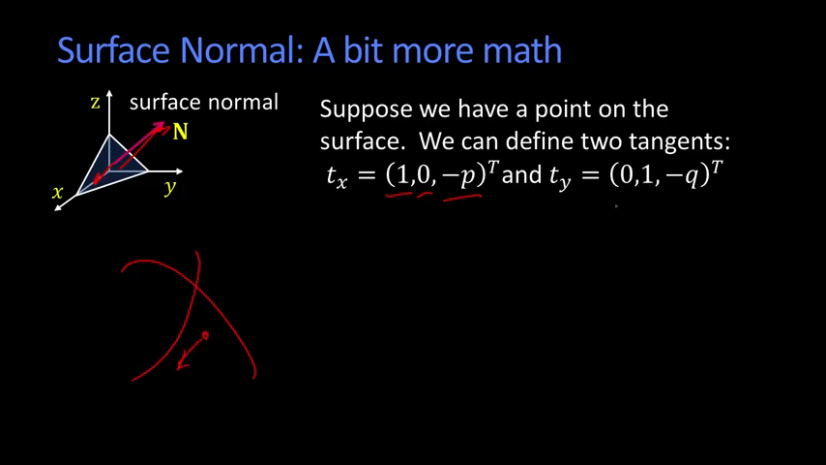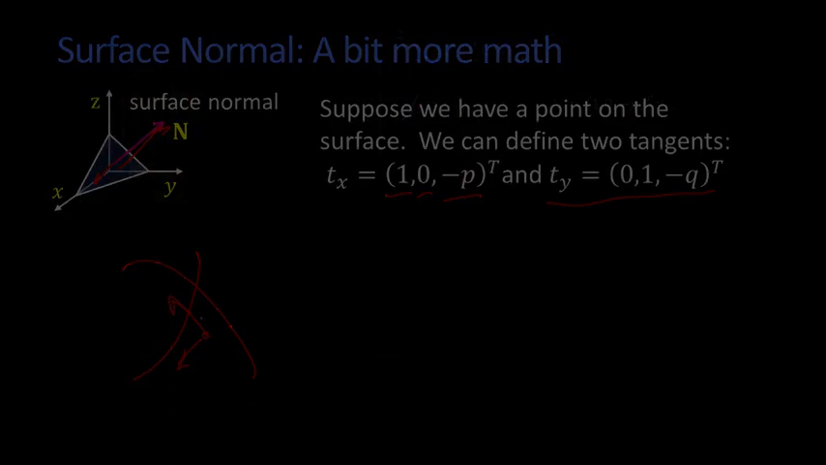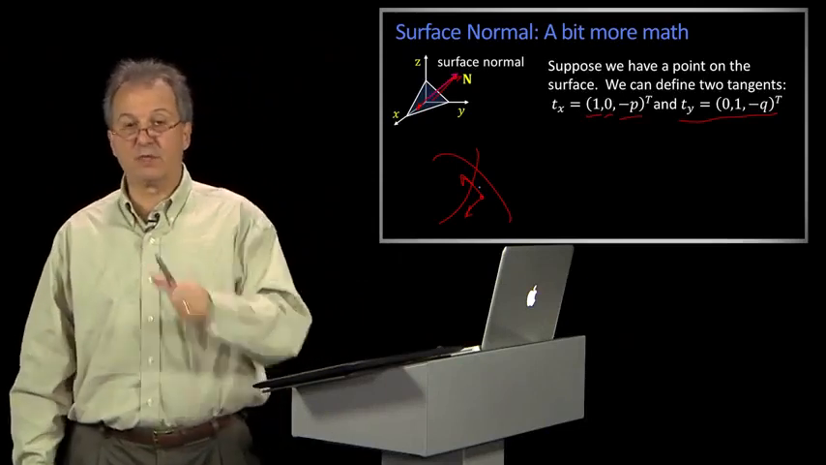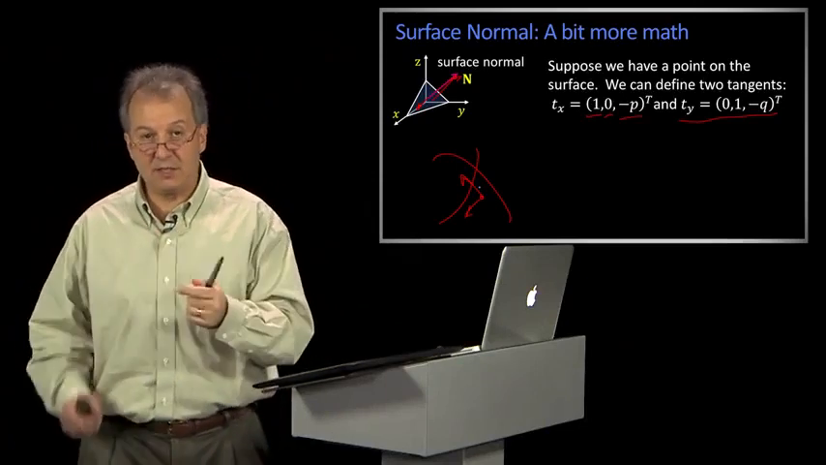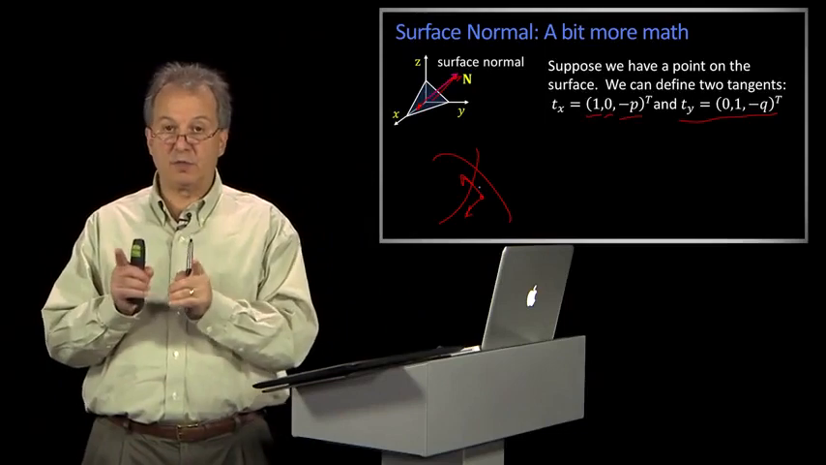Okay? Well, the other tangent vector we can have is if we just take a step headed in the y direction, then there's how the z changes as a function of y, and that's negative q, and so that would be another tangent. So if I want to find the surface normal, that's easy to do.